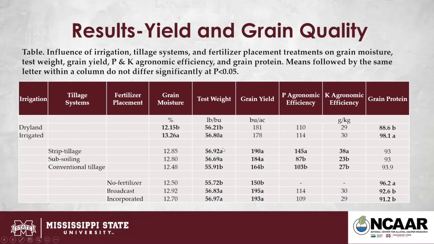So over here, we see especially yield, where we are more interested, when we average everything based on irrigation and fertilizer placement, strip till and subsoiling had no significant differences, but they were higher than the conventional tillage system. And then if we move on to the agronomic efficiencies for P and K, strip till had significantly higher agronomic efficiency for P and K compared to the other two tillage systems when averaged based on irrigation and fertilizer placement treatments.